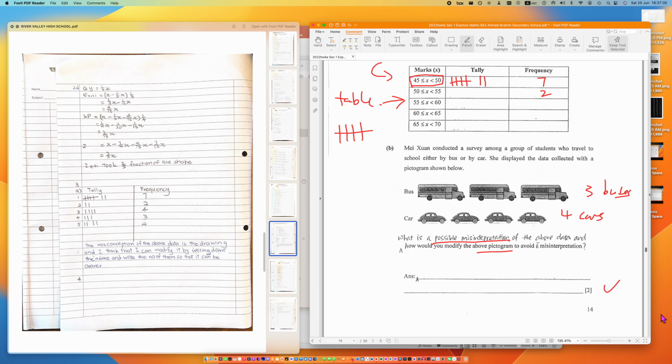So in a way, the one thing I find misleading is, the question says, among those students who travel to school either by bus or by car, she displayed the data collected with a pictogram shown above. What I see here is three buses and four cars. Somehow the size of the car is smaller and the size of the bus is bigger. I think it makes sense, a bus is bigger than a car.